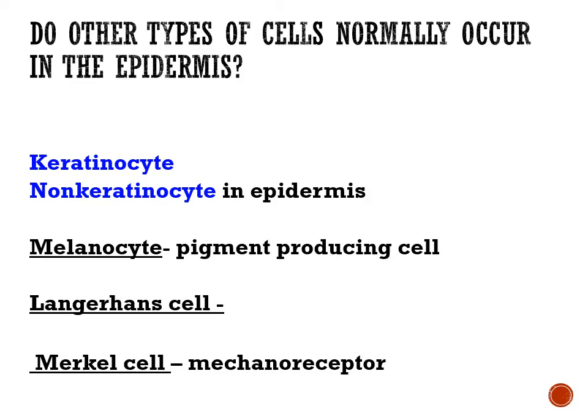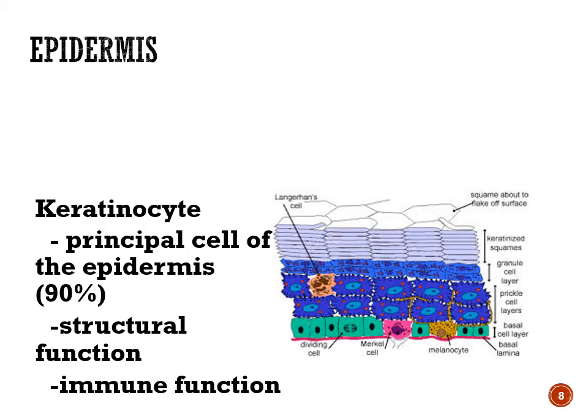Other types of cells normally occur in the epidermis. So aside from the keratinocyte, we also have the melanocyte, Langerhans cell, and Merkel cell. Keratinocyte makes up 90% of the cells in the epidermis. It has both a structural and immune function.